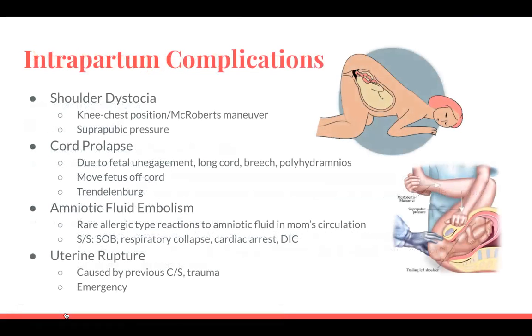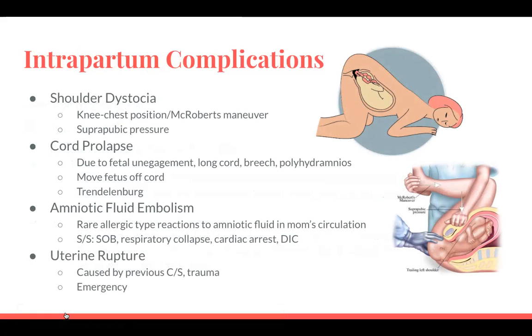All right. So shoulder dystocia. Remember that knee-chest position or McRoberts maneuver if they're experiencing that, and suprapubic pressure. Shoulder dystocia is very distressing, so you want to make sure that you act on that quickly, and they're going to need an immediate C-section.